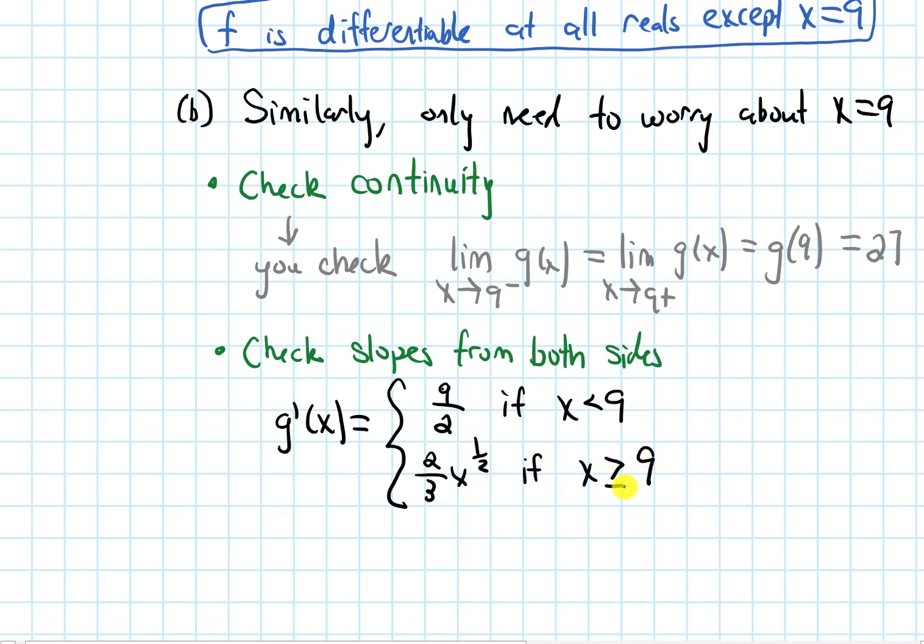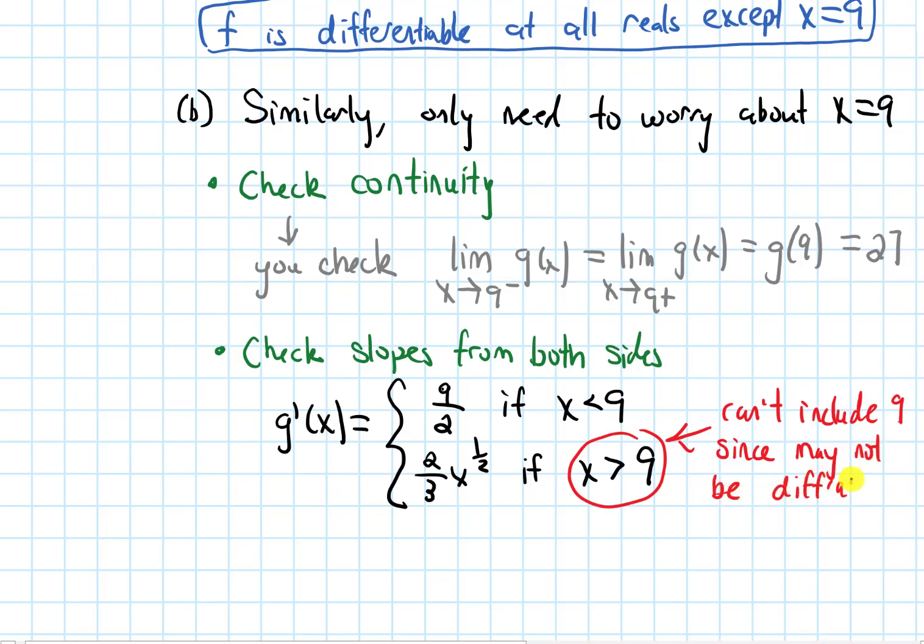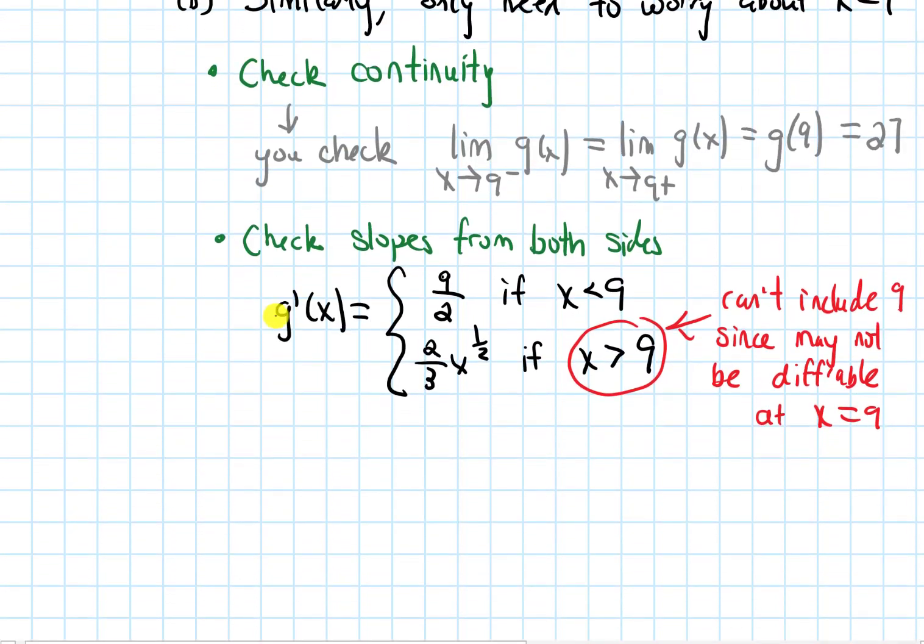I don't get to put an equal sign here just yet for the same reason. So I can't include 9 since it may not be differentiable at x equals 9. I haven't checked fully that it is. Okay, so I need to check the slopes from both sides, and that involves taking the limit as x approaches 9 from the left of the derivative, g prime.